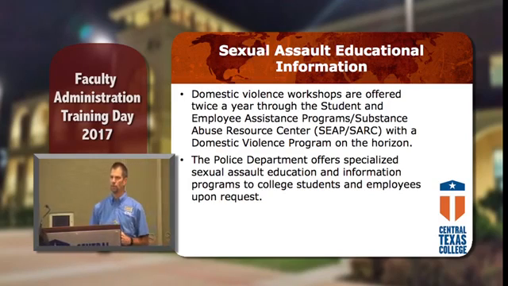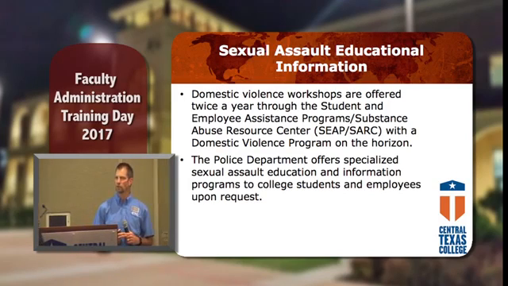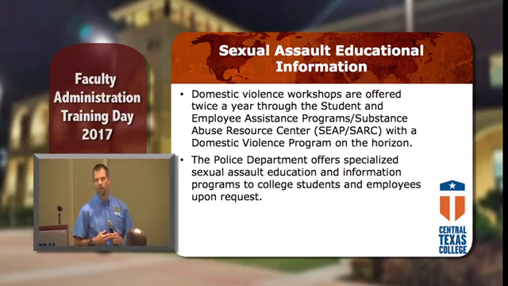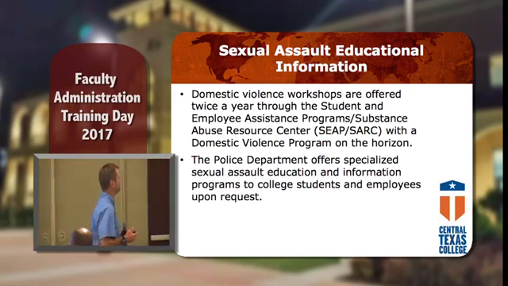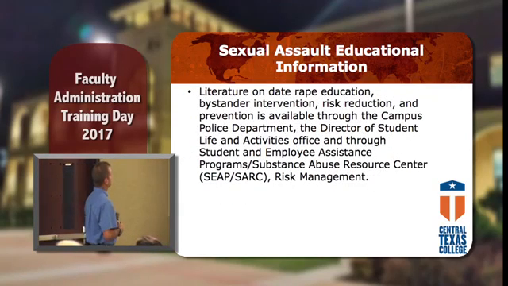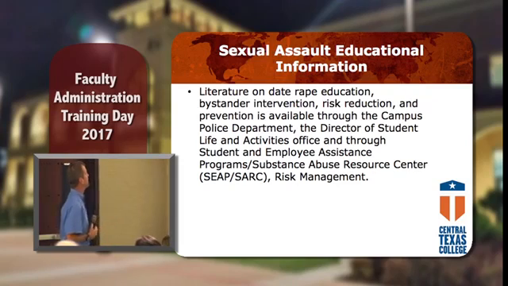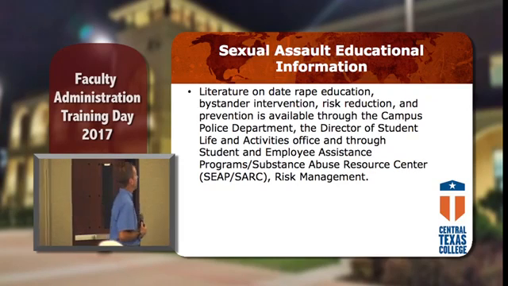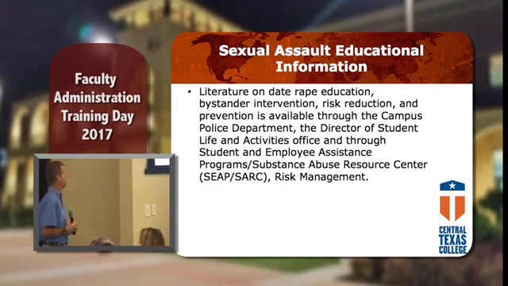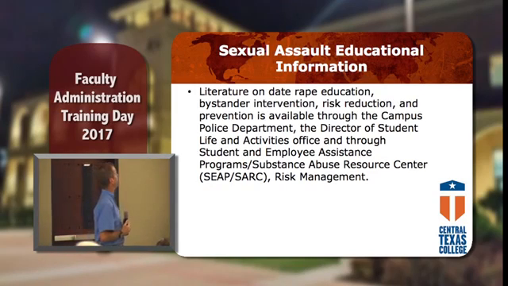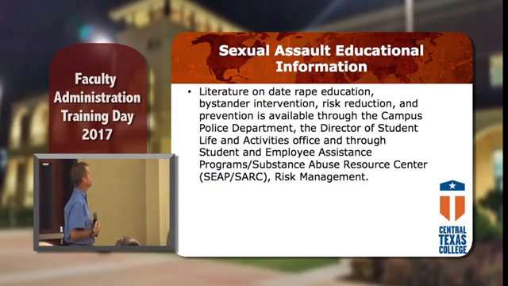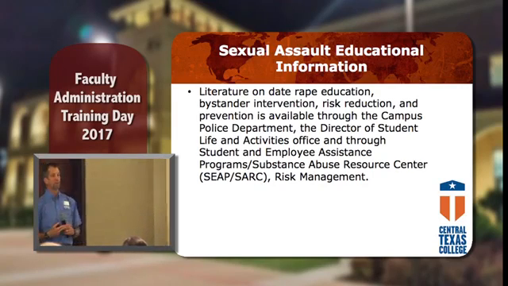I believe a good number for the police department is 1200 or 1427. I always get them in risk management backwards. 1427. There's also literature on date rape, bystander intervention, risk reduction and prevention available through the campus police department, the director of student life and activities, Maricela Vargas, as well as our student employee assistance programs.